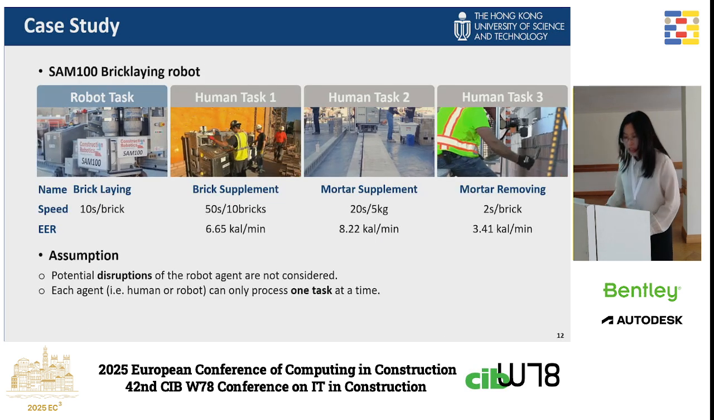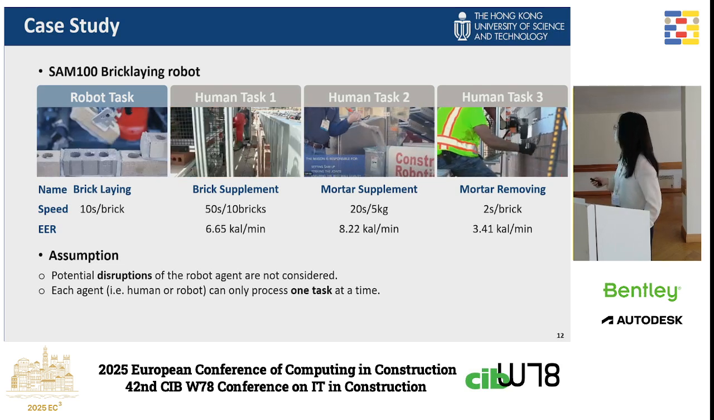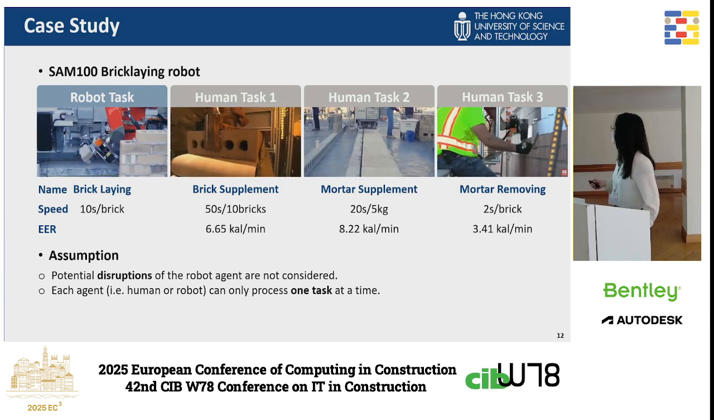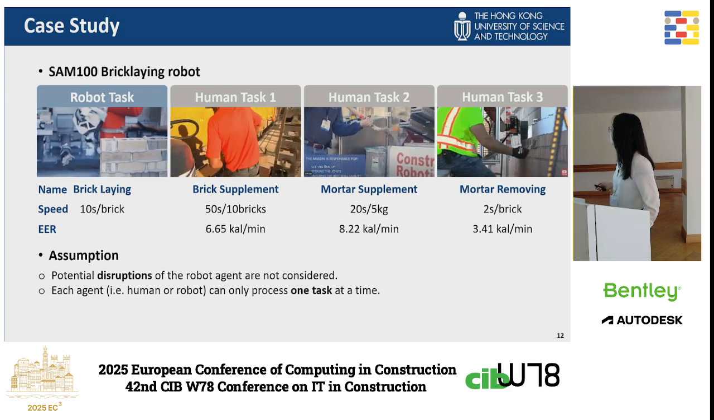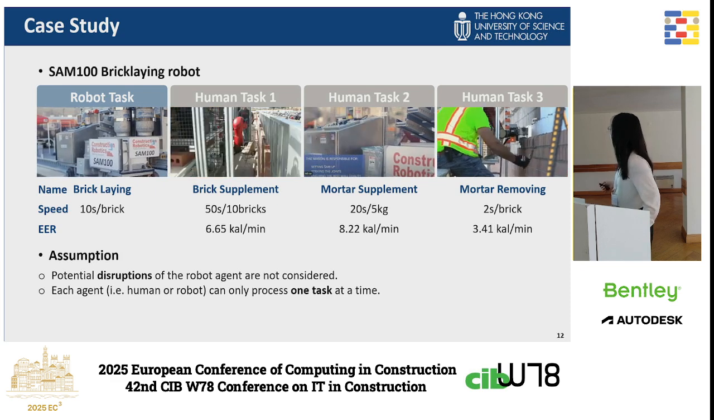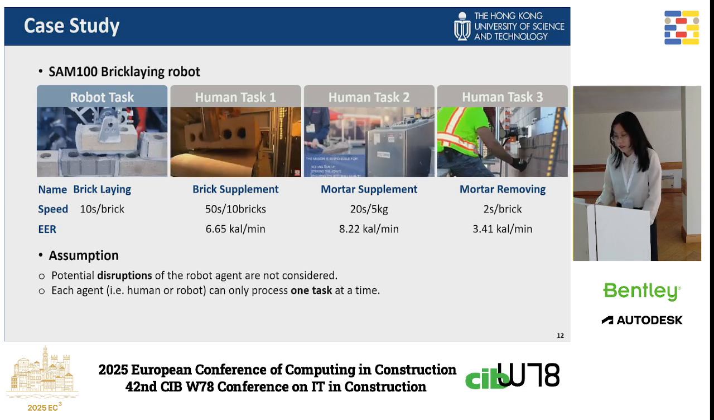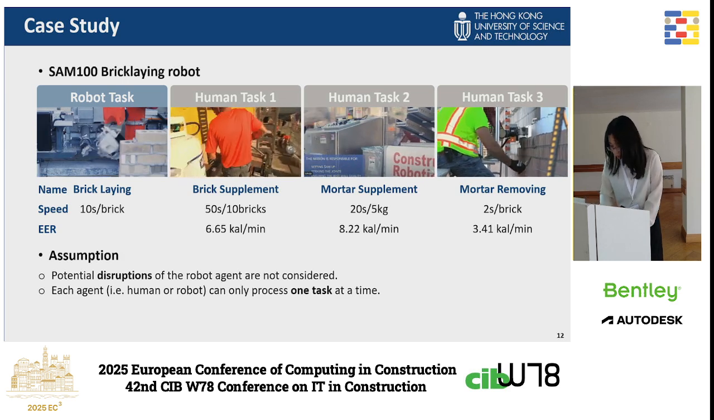For the case study, we will utilize the SAM 100 bricklaying robot, because bricklaying is one of the most traditional building methods. Even if the robot can do the bricklaying, we still need humans to supplement the bricks and the mortar, and also to remove the extra mortar. There are some parameters, but I'll skip that.